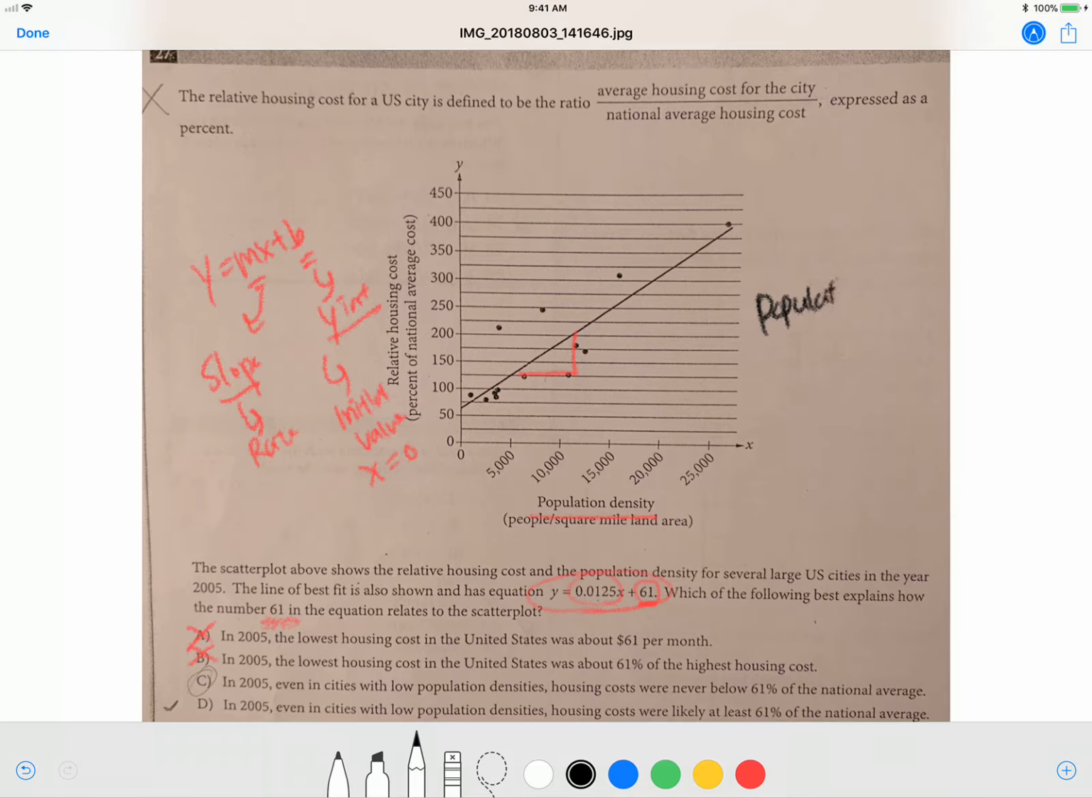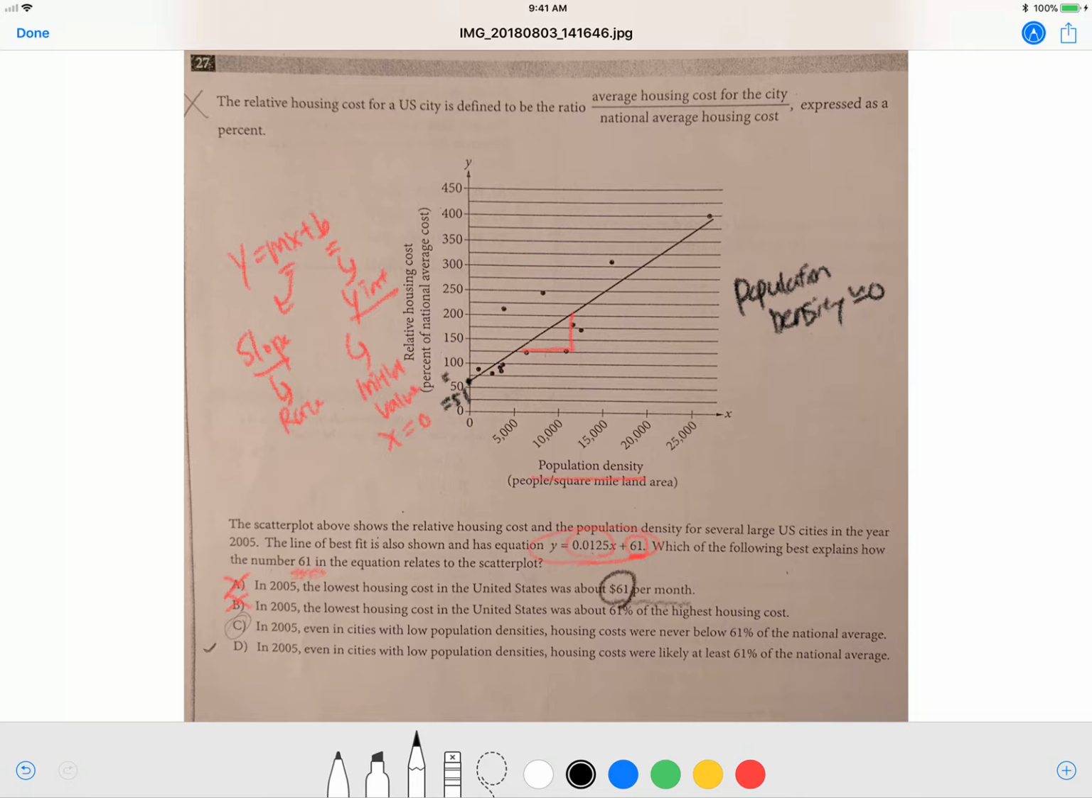population density somewhere close to being 0, then you're going to be getting somewhere like here, which is around 51-ish. Okay, it's kind of hard to write it if I zoomed out. The reason why we don't want to say it's the lowest housing cost in the United States was about $61 per month is that this is talking about dollars per month. This is a percent of national average cost, so that just doesn't coincide with what the y-axis is talking about.